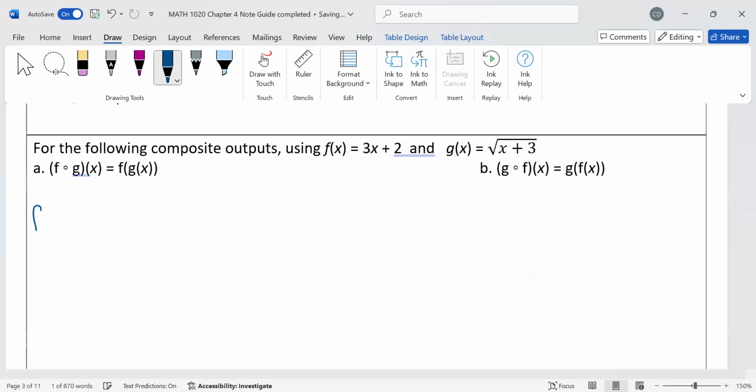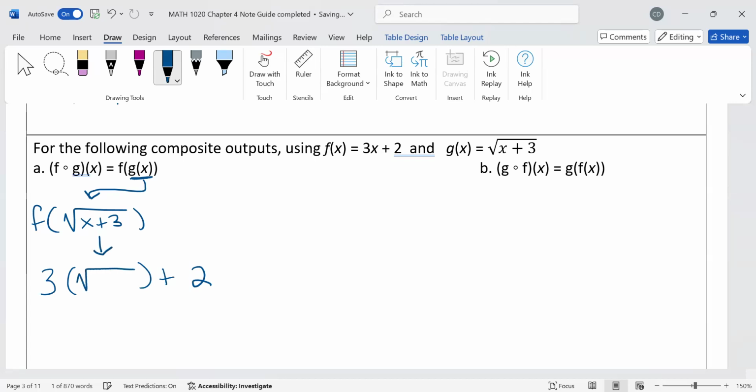All right. So we find f of g of x. G of x is the square root of x plus 3. And I write f with a set of parentheses, just as if I was going to plug in a number. But instead of plugging in a number, I'm going to plug in an expression.